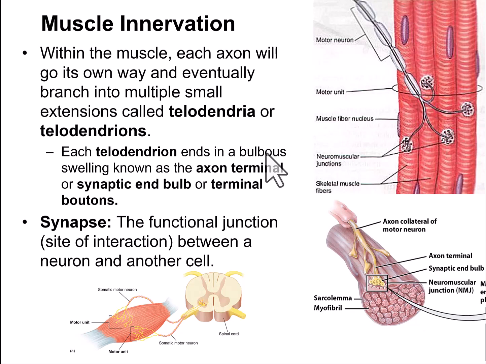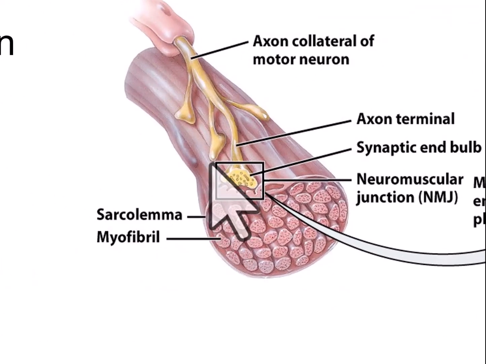Well, each telodendrion ends in a bulbous swelling known as an axon terminal or synaptic end bulb or terminal bouton. They all mean the same thing. So when you're looking here at the end of this axon, we have this right here, which is called the synaptic end bulb, axon terminal, terminal bouton. And it's expanded because in this area, we're going to see that there are vesicles that contain a neurotransmitter that's going to be released by this neuron to stimulate that cell, in this case, a skeletal muscle cell. And since it's the skeletal muscle cell, the neurotransmitter in here is going to be acetylcholine.